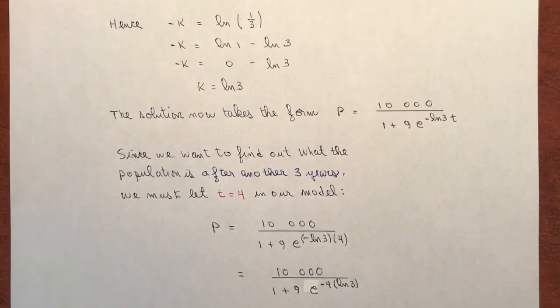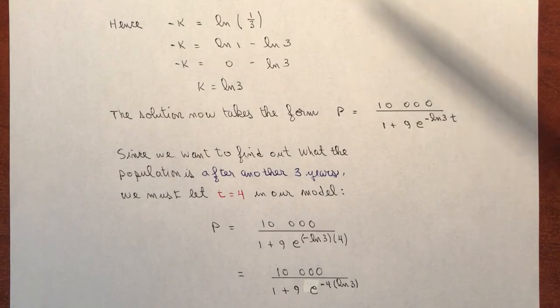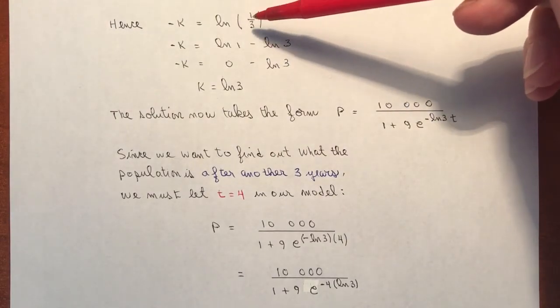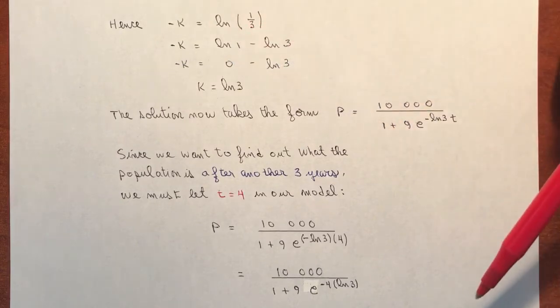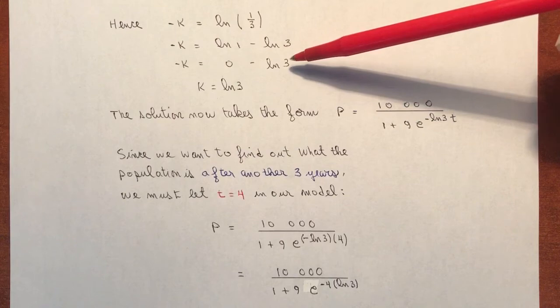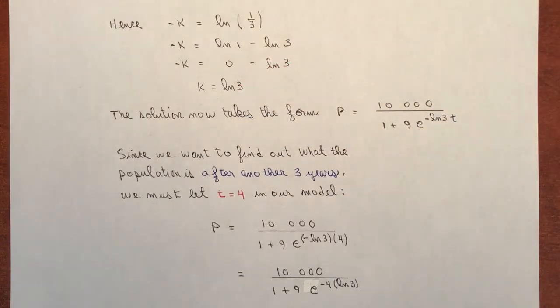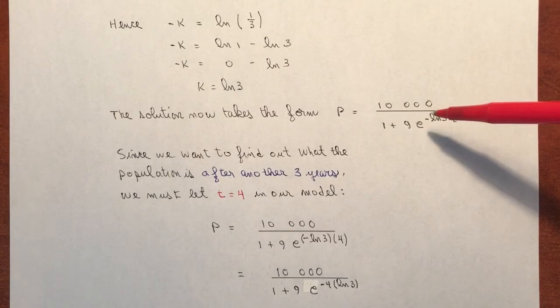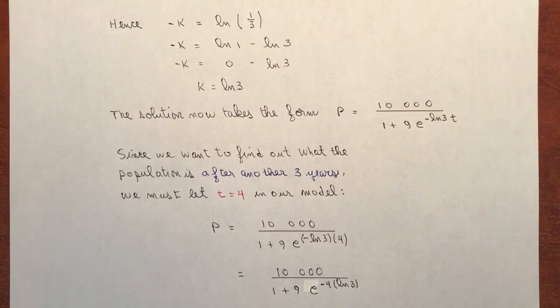So minus k is the ln of 1/3, getting rid of the e. Now, remember the old log rule, ln of u over v is ln of u minus ln of v, so that's ln of 1 minus ln of 3. ln of 1 is 0, so minus k is minus ln of 3, which gives us that k is just ln of 3. So the current solution to our equation is 10,000 over 1 plus 9 times e to the minus ln of 3 times t.